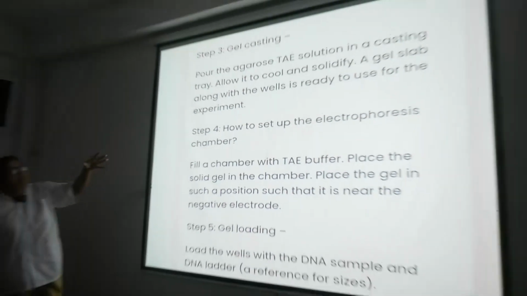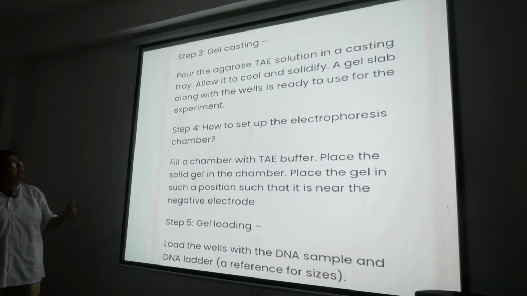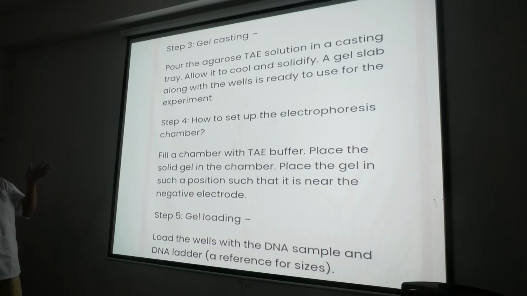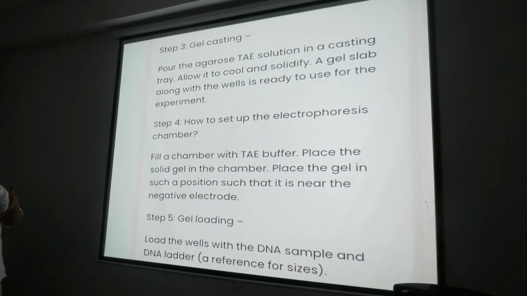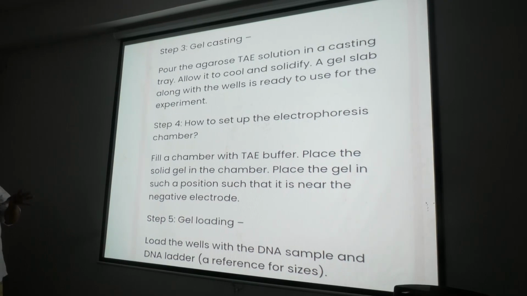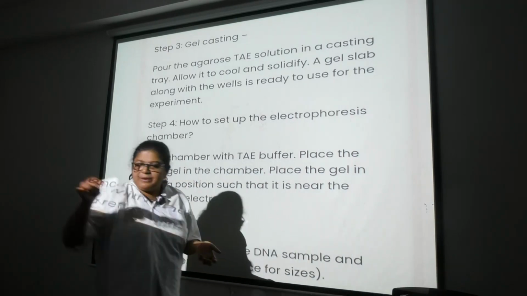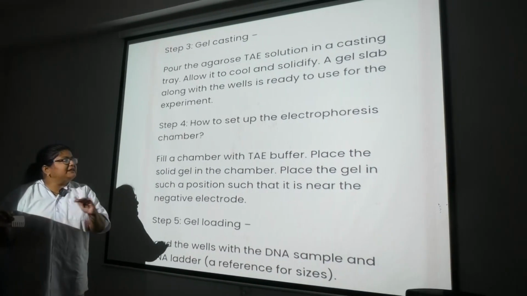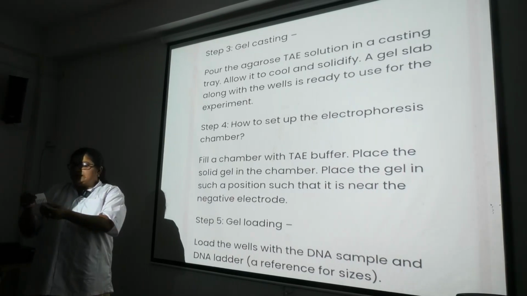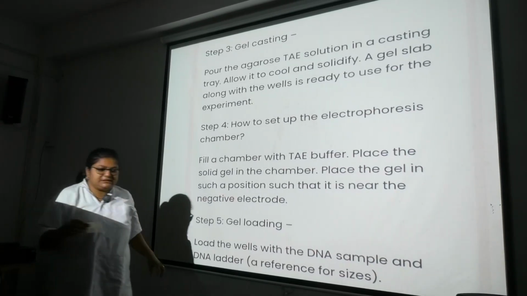A higher percentage of agarose will give a denser screen. Dissolve the agarose by heating the agarose TAE solution to form the liquid gel, and then gel casting. Pour the agarose TAE solution into a casting tray. It is a square shaped tray, and we allow it to cool and solidify, and a gel slab along with the wells is ready. During the liquid state, we apply the comb, let the gel solidify and remove the comb. So this area forms the wells.